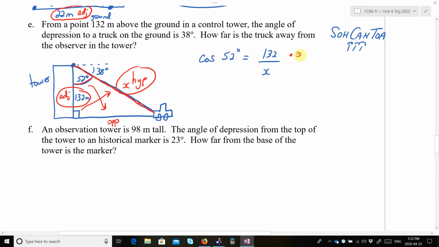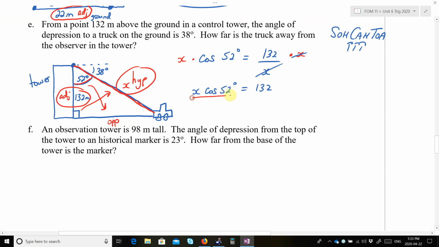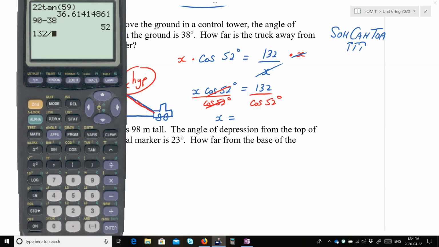But if you want to see why that is again, what you'd have to do is multiply both sides by x to get rid of the dividing by x. And then notice how we get x cos 52 degrees equals 132. And now we have to divide both sides by cos 52. And see how the cos 52 ends up underneath the 132. Okay, so the x and the cos 52 just switch spots. Okay, so x is equal to 132 divided by cos 52, and we get 214.4.